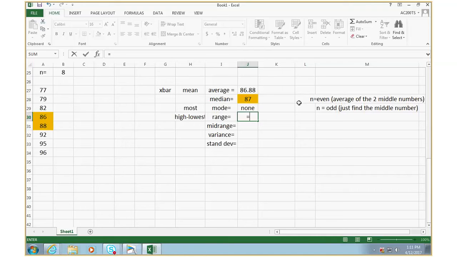All right, highest is what? 96 minus what? 77.